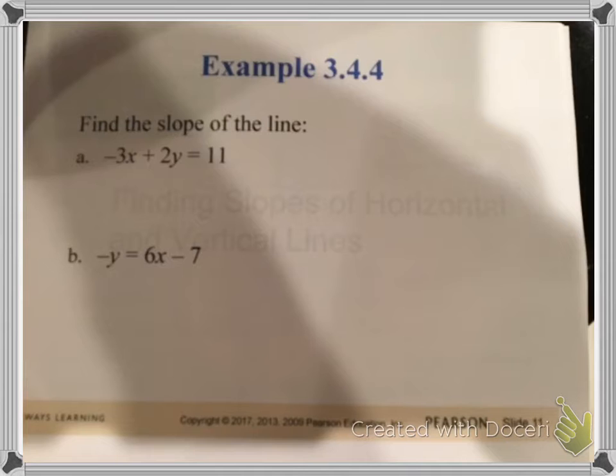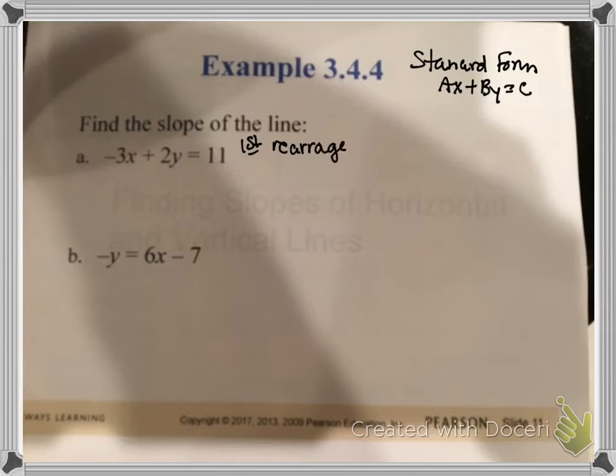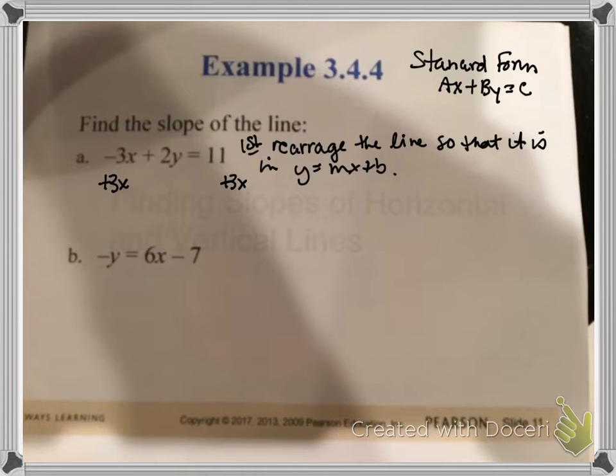This next one says find the slope of the line. Well, this line is almost in standard form. Remember standard form, I'll write this down for you. Standard form is ax plus by equals c. We have to rearrange it because right now I don't know what the slope is. So the first thing I'm going to do is rearrange the line so that it is in y equals mx plus b form. Okay, so I've got to move the 3x over. I'm trying to isolate y. That's why I did that.